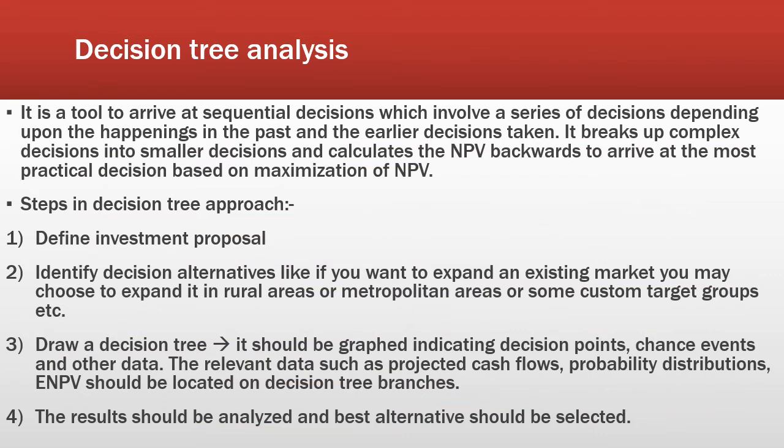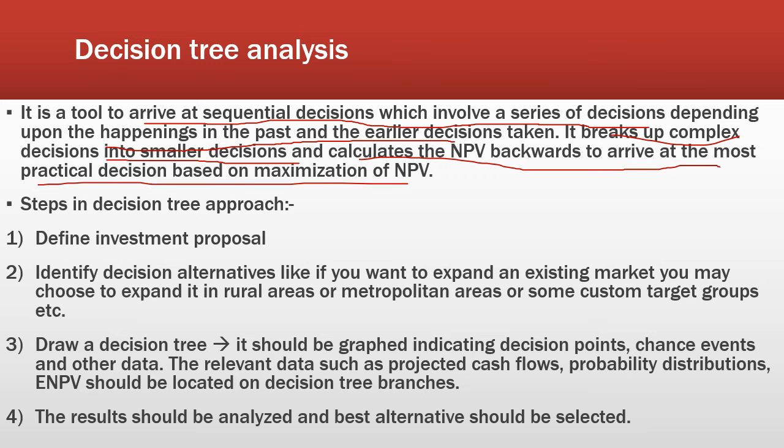Now comes the decision tree analysis. It is a tool to arrive at sequential decisions, which involves a series of decisions depending upon the happenings in the past and the earlier decisions taken. So it is a series of decisions which depends upon the past decisions. It breaks up the complex decisions into smaller decisions and calculates the NPV backwards to arrive at the most practical decision based on the maximization of NPV.